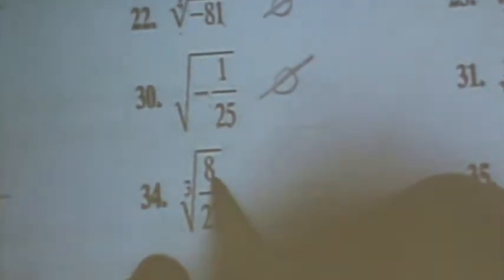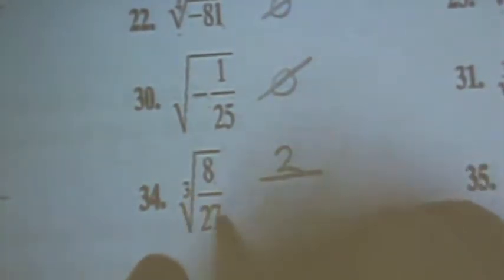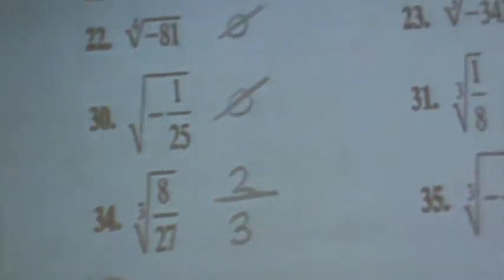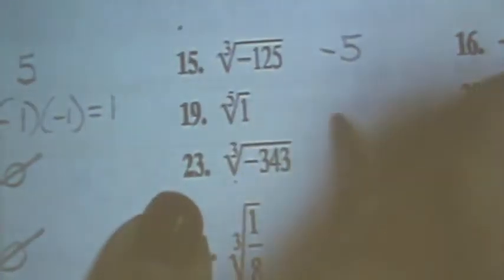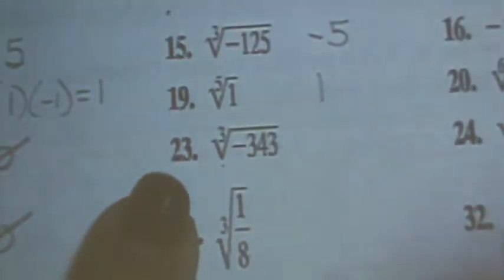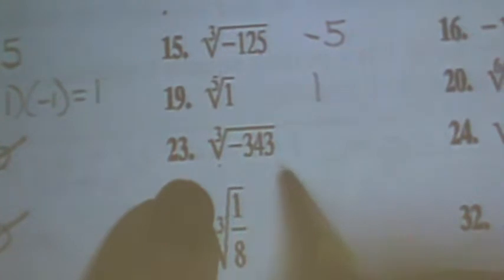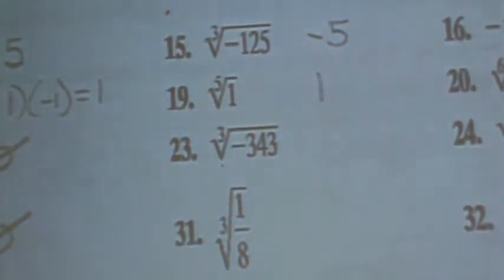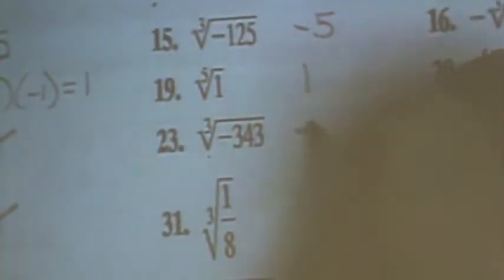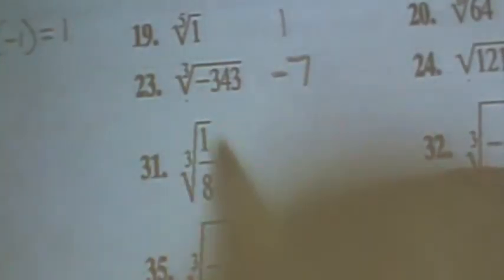What 3 numbers multiply to give you 8? That'd be 2. And the cube root of 27 is 3. Can you take the cube root of a negative number? Absolutely. You get -5. The 5th root of 1 is 1. What 3 numbers multiply together to give you 343? That would be, I believe, 7. The cube root of 1/8 is 1/2.